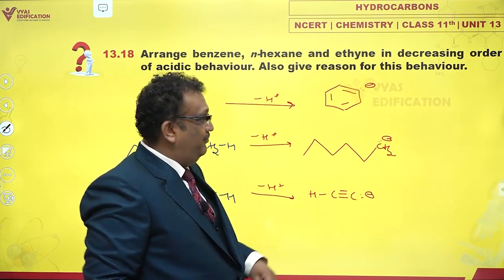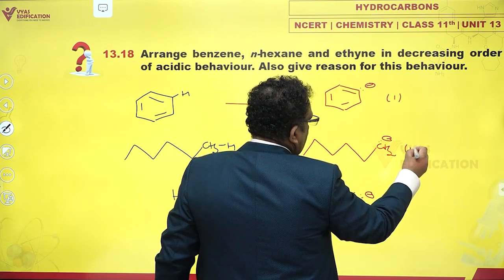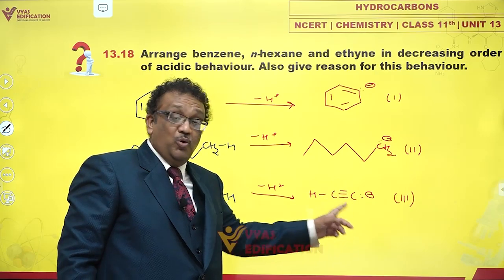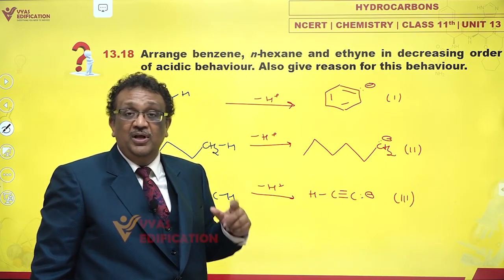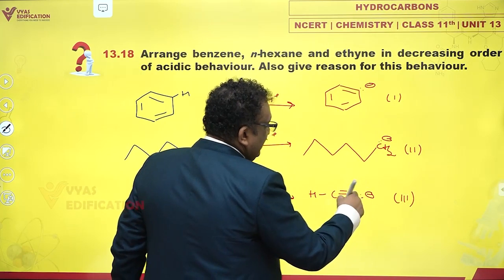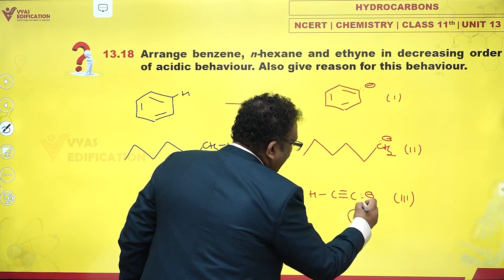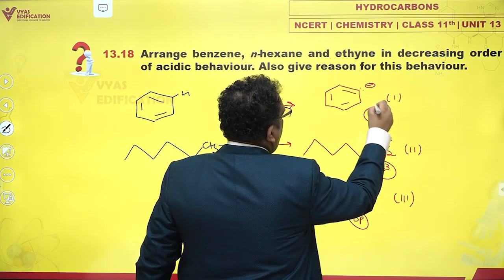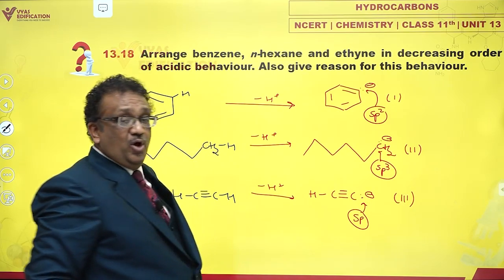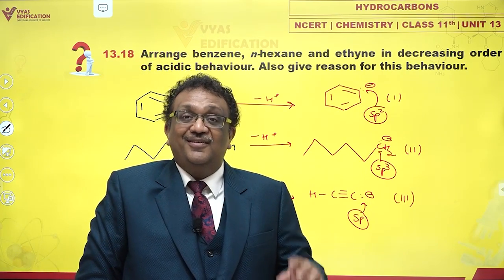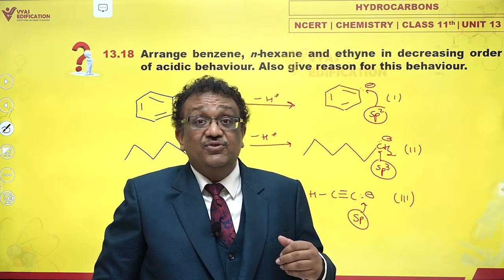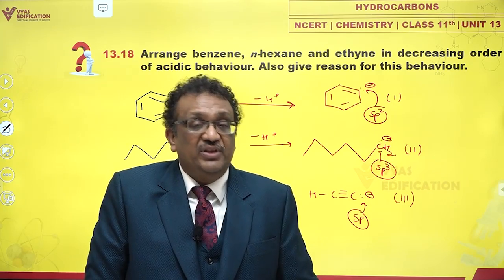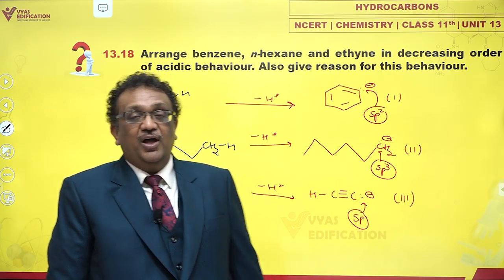Most stable of 1, 2, and 3 is 3. 3 is most stable, most easily formed. The reason being the orbitals in which they are lying: this is an sp hybrid orbital, this is an sp2 hybrid orbital, and this is an sp3 hybrid orbital. The more the s character, the higher the electronegativity, the greater the capacity to keep electrons with itself, and the greater the stability of the carbanion.